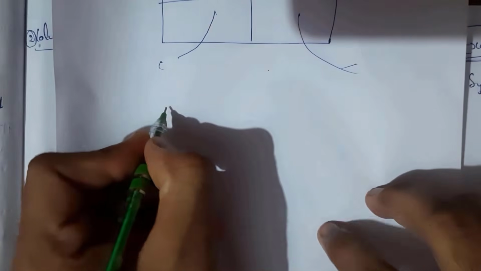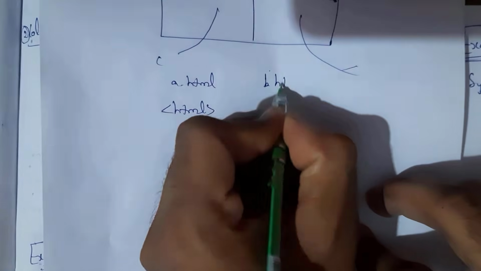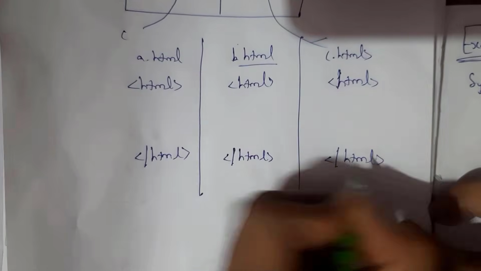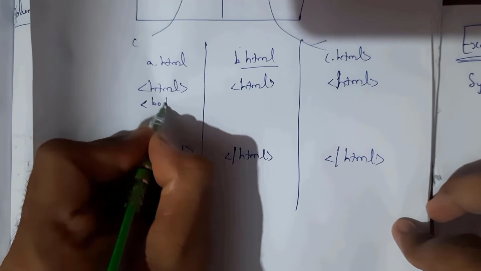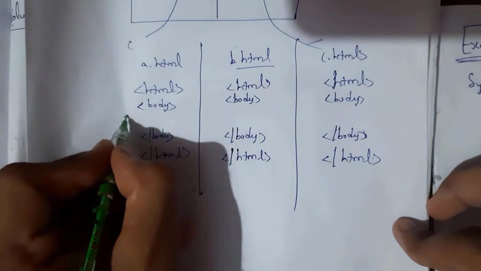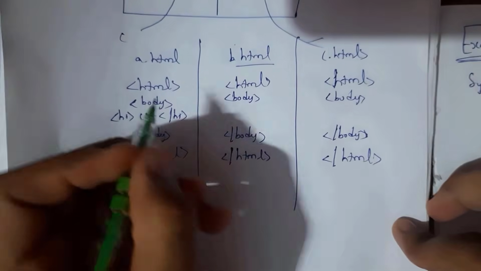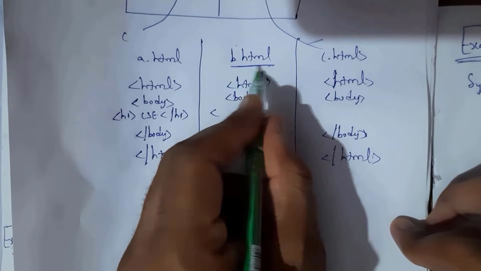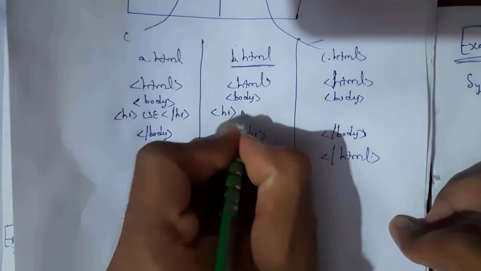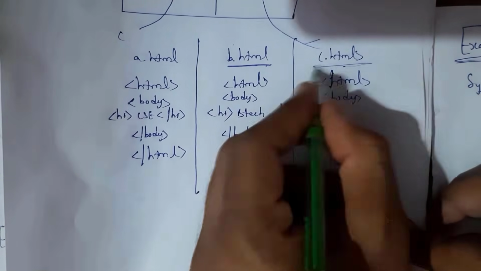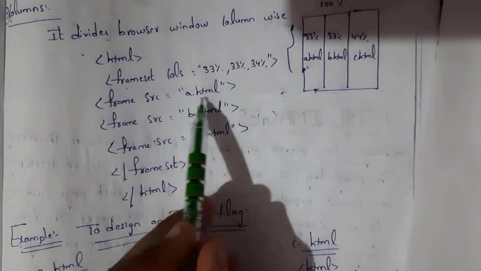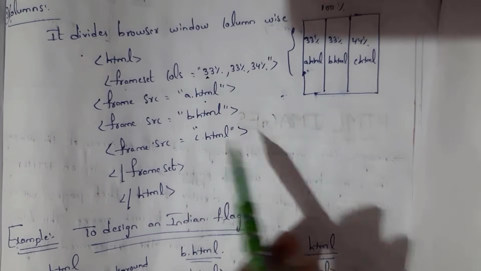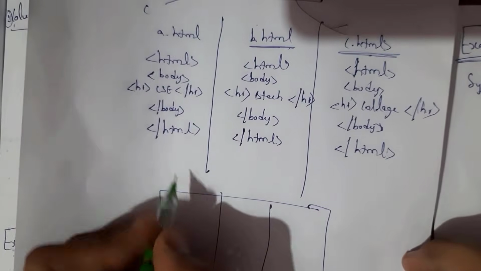I'm going to write a separate program here for a.html, for b.html and for c.html. I opened the HTML tag and similarly I closed this HTML tag. Inside the HTML tag, we need to write body here, and similarly I'm going to close this body tag. Here we need to write a heading as CSC. Similarly, we need to close this h1 tag, and for this b.html file, we need to write the heading as btech, close this, and for the c.html file, we need to write the heading as college, and similarly I close this h1 tag. So our window screen is divided into three parts: a.html 33%, b.html 33% and c.html 34%.